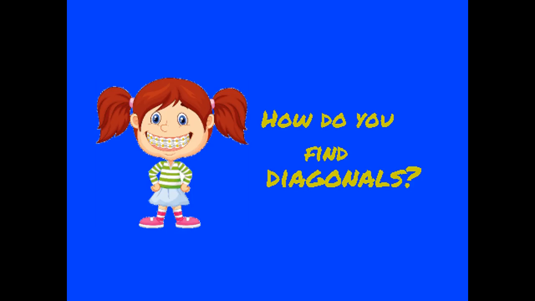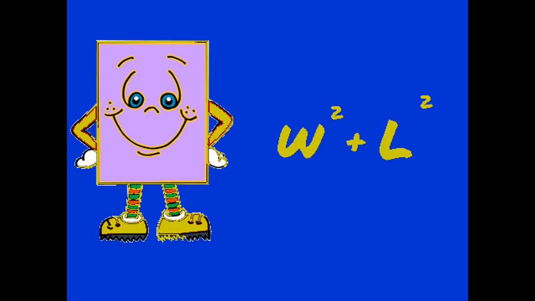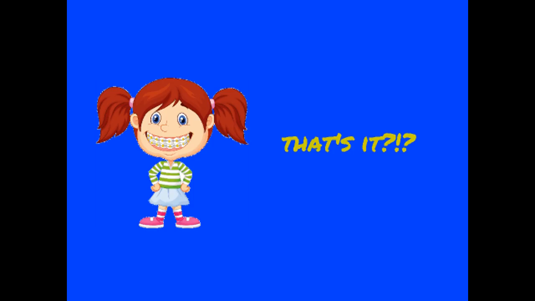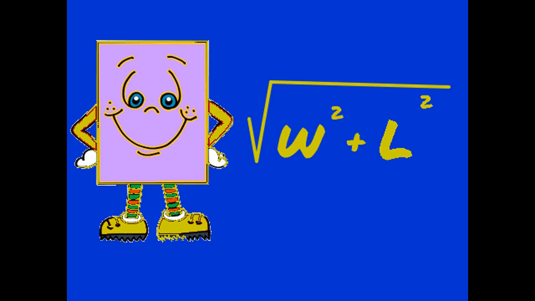Well, how do you find diagonals? You square the length and the width, then add them together. Well, that's it? Well, not exactly. Take that number and square root it. That's my diagonal.